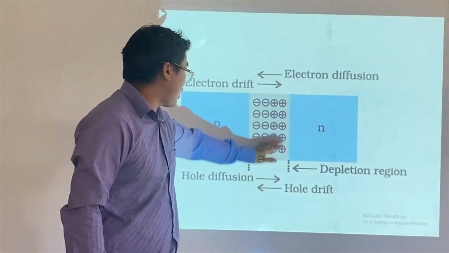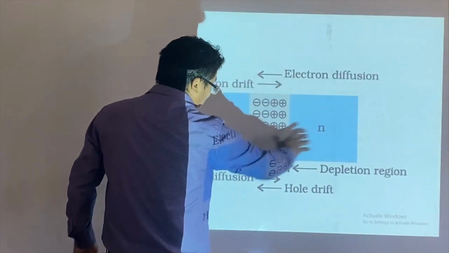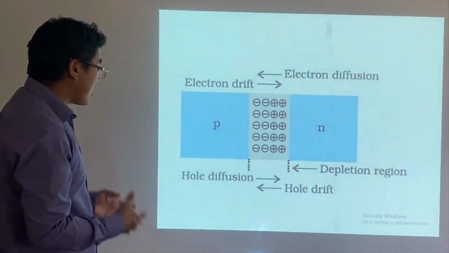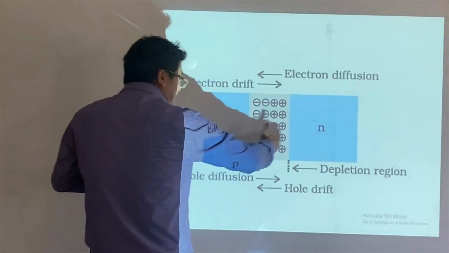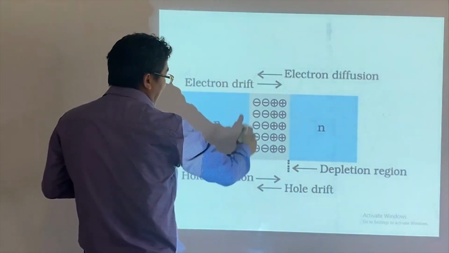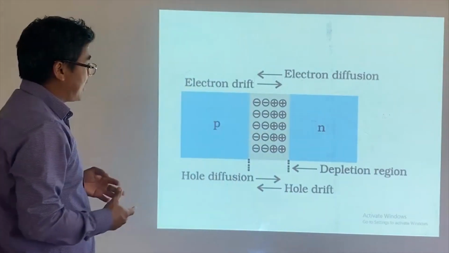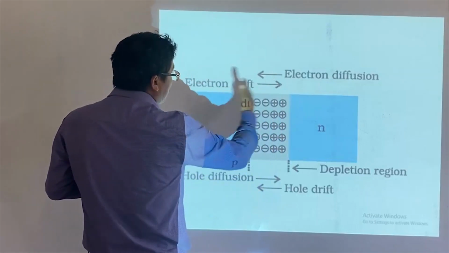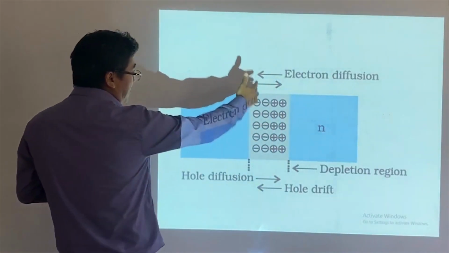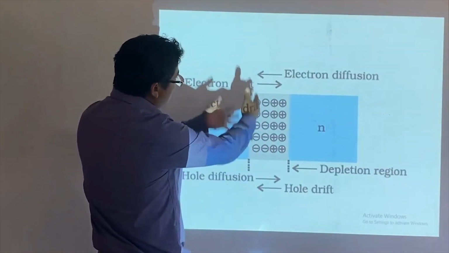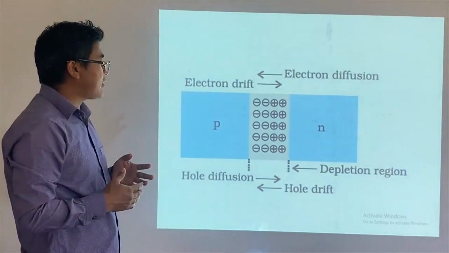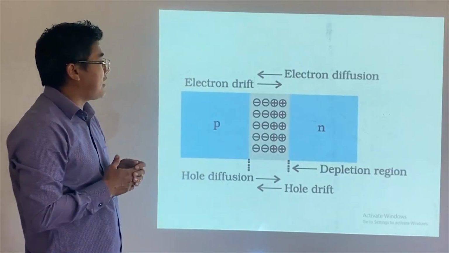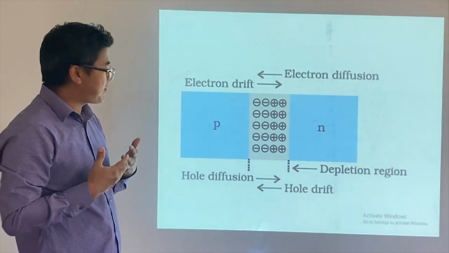This is the PN junction diode, and this is the depletion region. During diffusion, holes go from P to N, leaving behind negative ions, and electrons diffuse from N to P, leaving behind positive ions. So these immobile positive ions at the N side and negative ions at the P side are what we call the depletion region, or the space charge region.